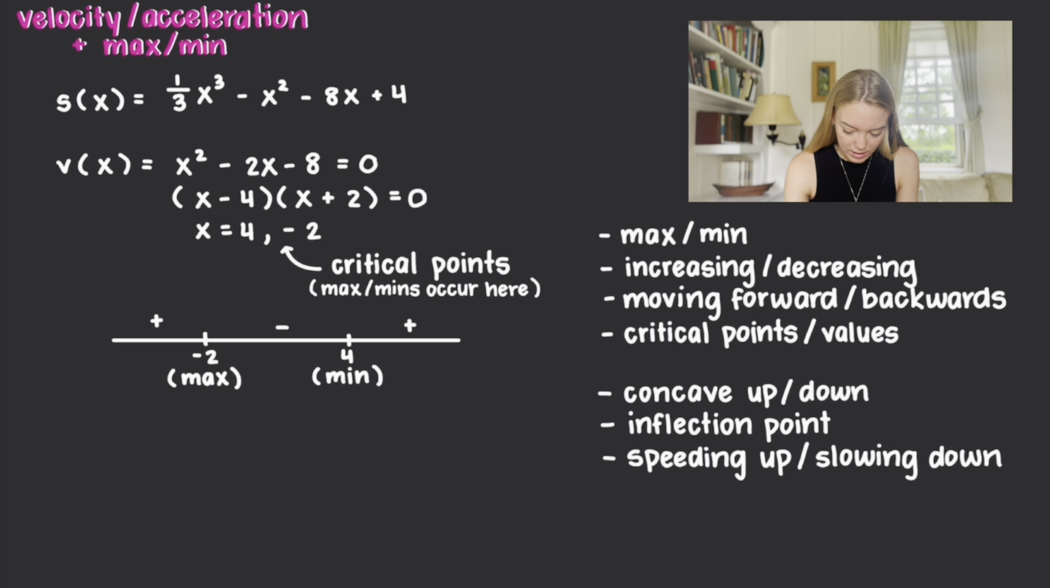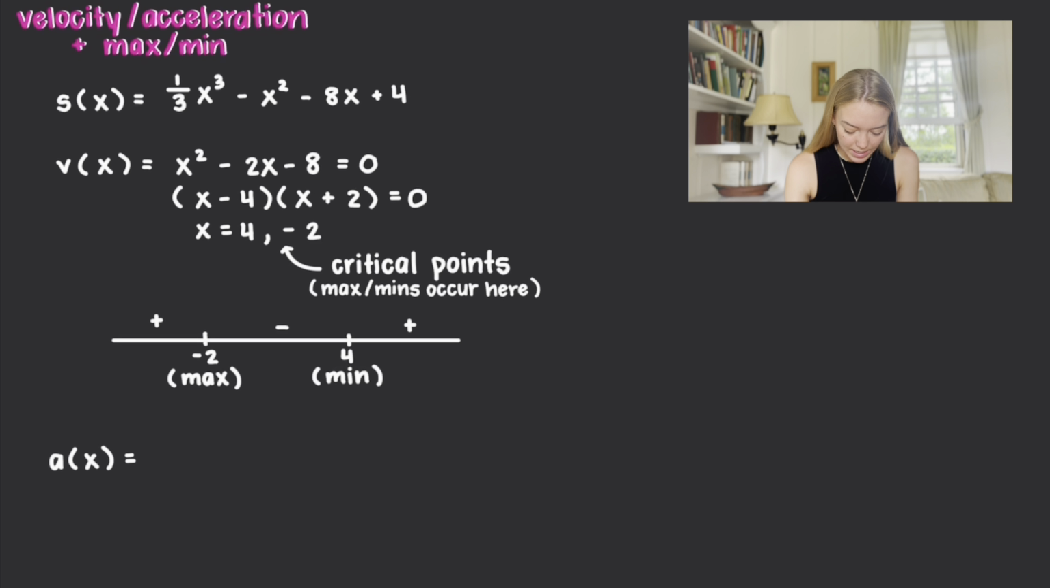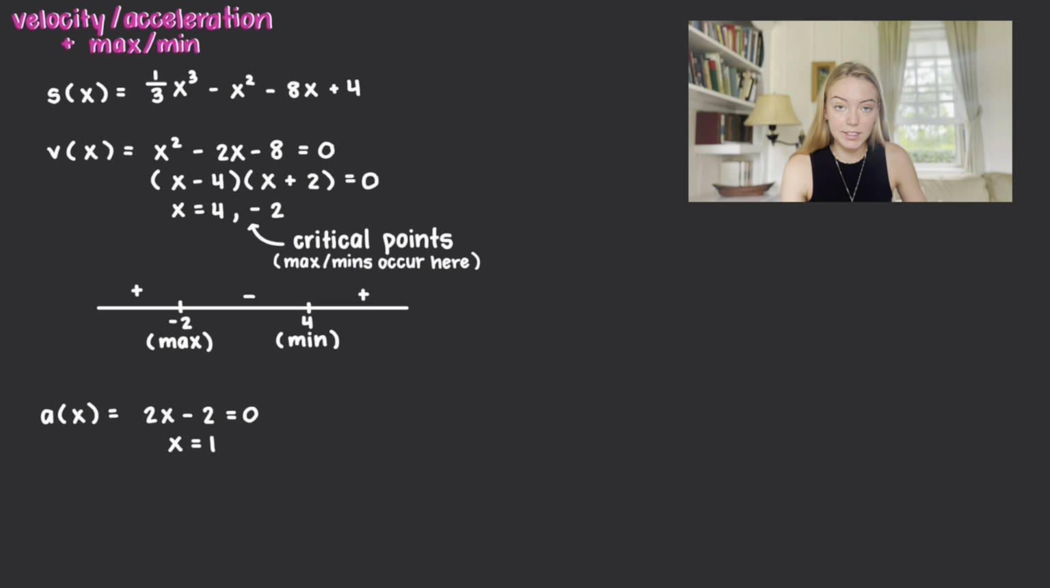So this acceleration function, a of x, is going to equal 2x minus 2. Now, similarly, we set this equal to 0, and we solve for x. So if we solve here, x is going to be equal to 1. All right, so next step, like before, we draw our number line, and we have 1 here.